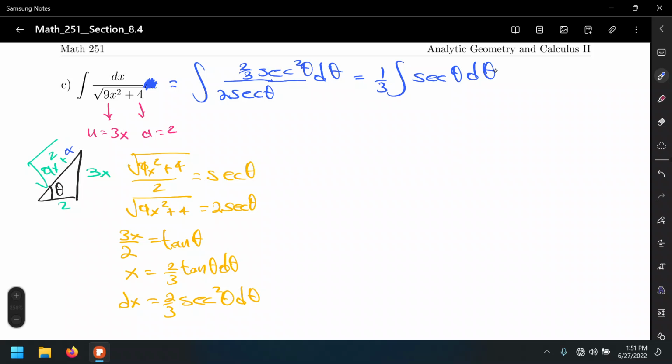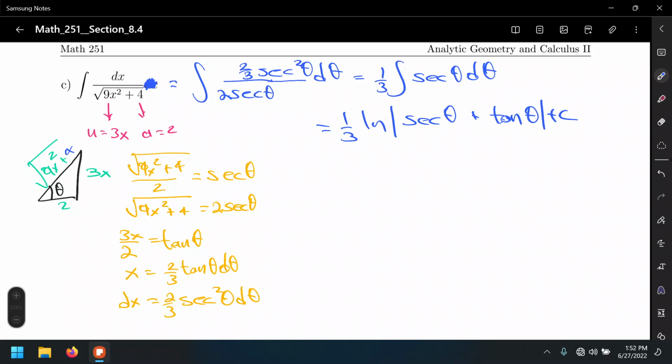And what's the integral of secant? That's one of those formulas I added on the first page of the handout. ln of secant plus tangent plus c. All right? And we just solved the problem in terms of theta.